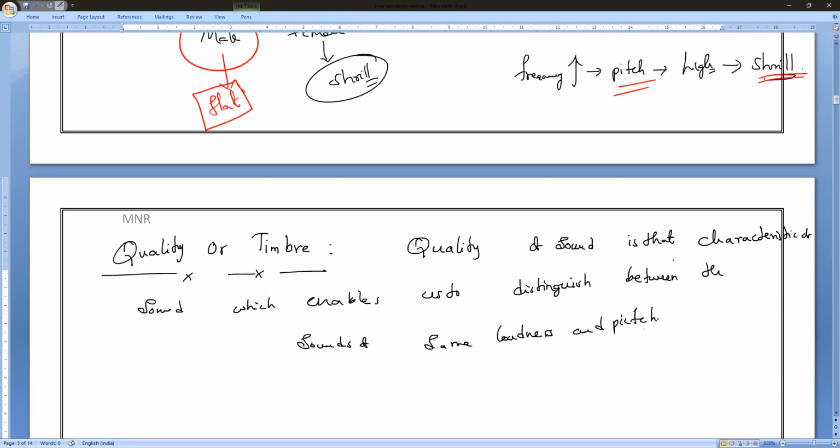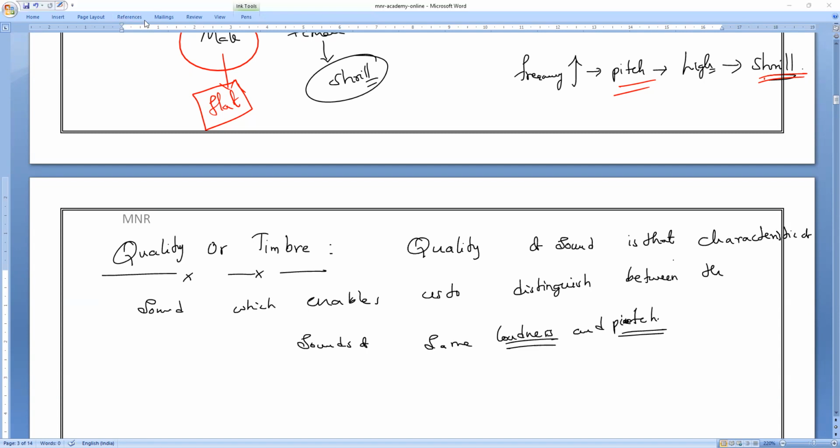Can you understand what I'm saying? Loudness is the same, pitch is the same, but still we can identify who it belongs to. For example, let me take your mother and father's voice. Let us understand they are speaking with the same frequency and the same loudness. But still, can you identify whether your mother is calling or your father is calling? Am I right or wrong?